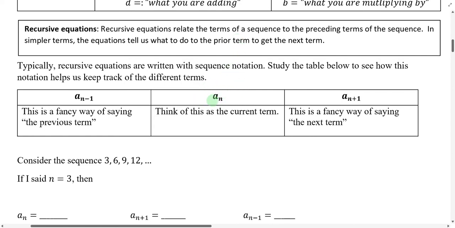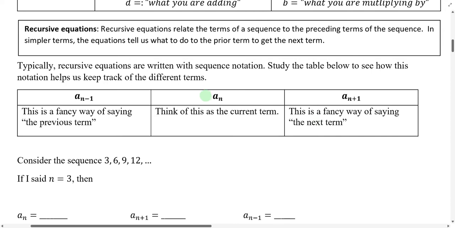So a sub n should look familiar. We've seen it before. And what I want you to think of this as is the current term. This is the term that we're focusing in on, the one that we're looking at. Then we could say that a sub n plus 1 would be the next term, right? So if I'm looking at term 4, then the next term would be whatever term 5 is, right? So when we say a sub n plus 1, this is a fancy way of saying the next term.